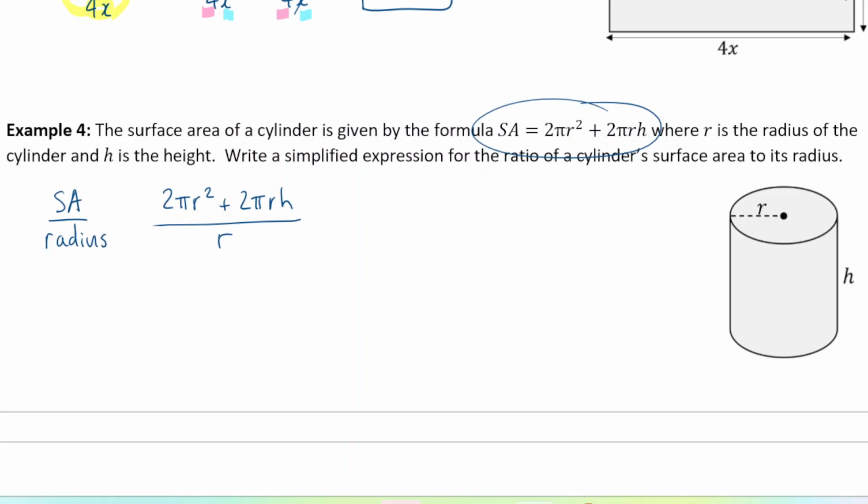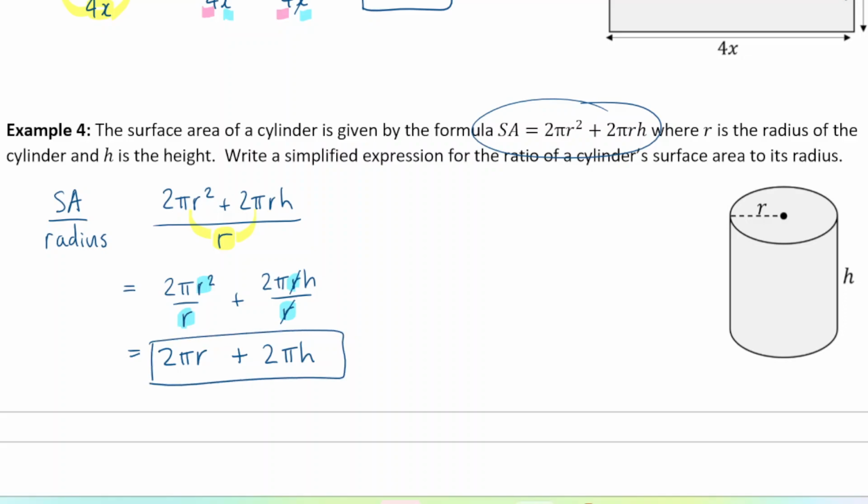Now we can simplify this because we can divide both of these expressions by r. Let's see how that looks. So it would be 2 pi r squared over r plus 2 pi rh over r. And we want to divide the terms with r in them. So here we'd have r squared divided by r, which is just r. And here the r's actually cancel out, so we'd have 2 pi h. So that would be our simplified expression.